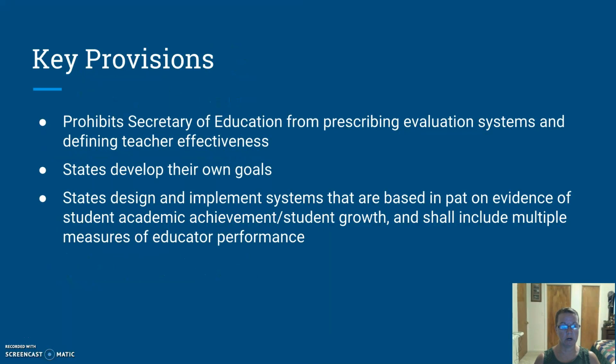So their provisions are: they prohibit the Secretary of Education from prescribing evaluation systems and defining teacher effectiveness. They leave it up to the states to develop their own goals and guidelines, and the states design and implement the systems that are based in part on evidence of student achievement, academic achievement, student growth, and shall include multiple measures of educator performance. So they still have guidelines, each state does, but they're taking out that extra hand in there.